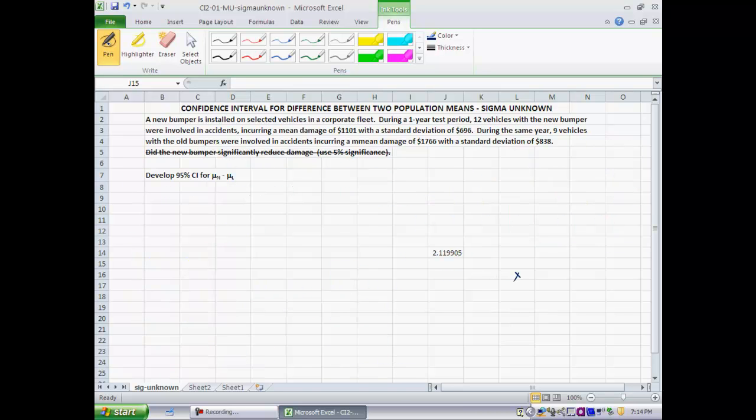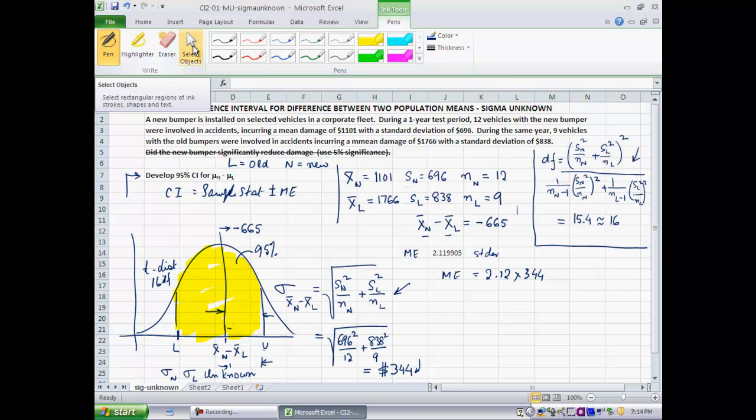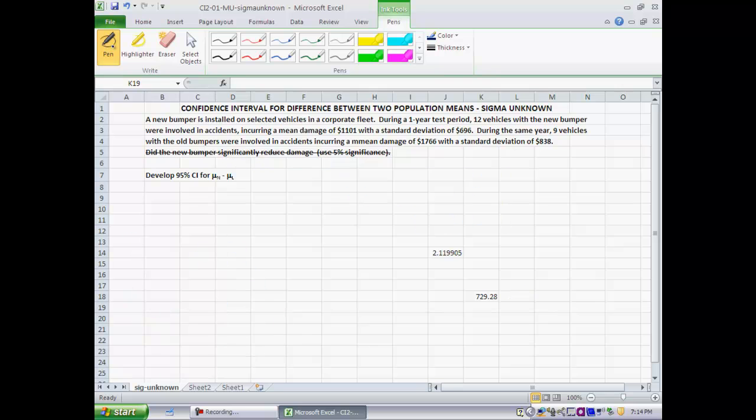Hence, my margin of error in dollars needs to be 2.12 multiplied by 344. Okay, so that's what my margin of error needs to be. So let me do that calculation and see what that ends up being. It is equal to 2.12 times 344. So it's $729. So let's say approximately $730.